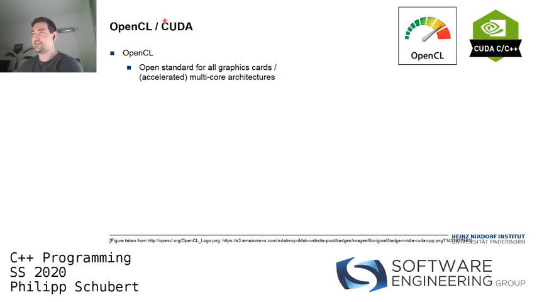What is OpenCL? The same basically also holds for CUDA. It's an open standard for graphics cards and accelerated multi-core architectures. That means you can describe computations in such a way that they can run on special accelerated multi-core architectures, like graphics cards, for example. There are also some non-graphics multi-core architectures. For instance, Intel offers Xeon Phi co-processors, which give you hundreds of cores, and you can program and implement stuff to work on those architectures. CUDA would be the counterpart on NVIDIA's side.